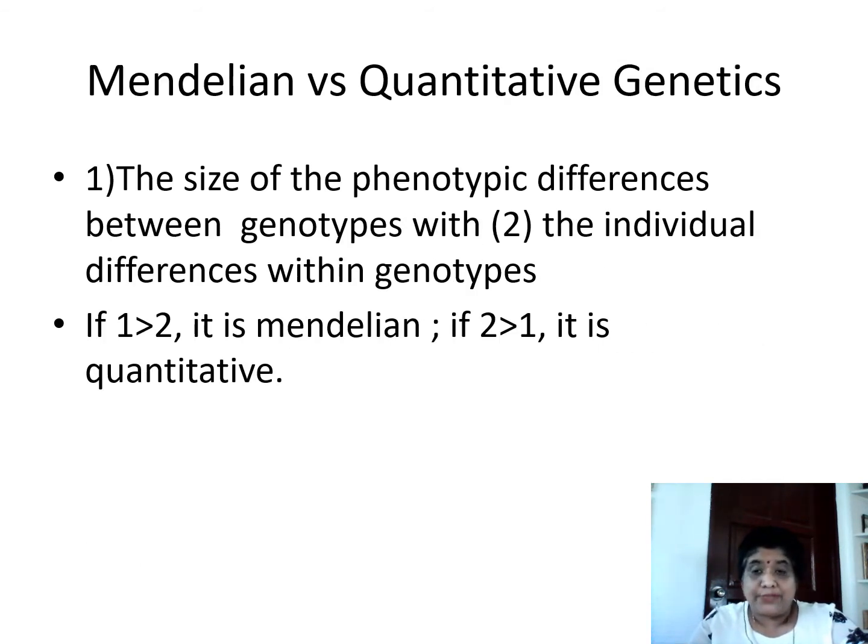Now there's a difference between Mendelian versus quantitative genetics. It's a very simple way to look at it. One is the size of the phenotypic difference between the genotypes. Two is the individual difference within the genotype. If one is more than two, it's Mendelian. If two is more than one, it's quantitative. Right?